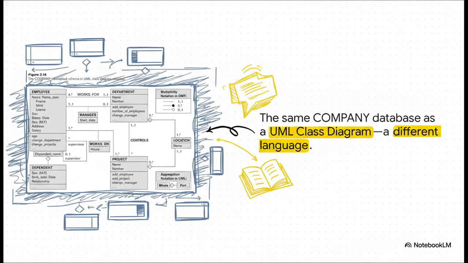And here, you can see the difference immediately. This is our exact same company database, just drawn in the language of UML. Notice anything missing? Yep. No ovals or diamonds. Instead, everything is in these neat boxes with different sections. It's like a different dialect, a different visual style, but it's telling the same fundamental story about our data.